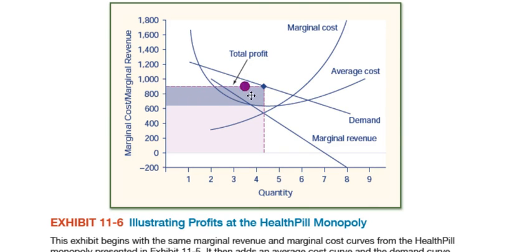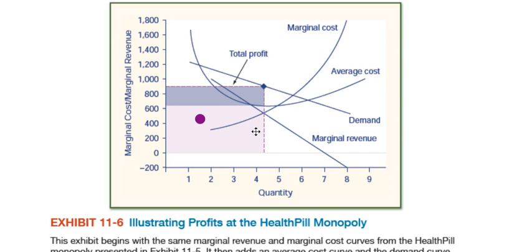This whole rectangle is their total revenue, and then the lighter shade up to their average cost curve is their total cost. So if you want to find the dollar amount of their total cost, you would simply take the quantity, which is 4 point something, times the cost, which is 600 and something, and multiply to find the area in dollars.